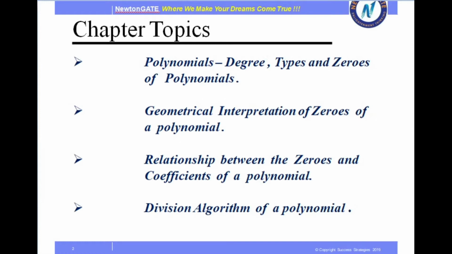Then, the most important part of the whole chapter, that is the relationship between the zeros and coefficients of the polynomial. And last, we'll end the topic with the division algorithm of a polynomial.